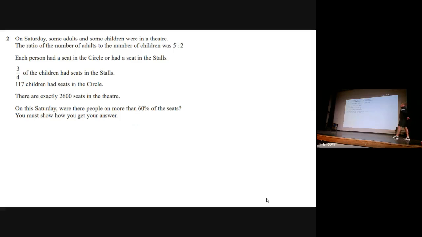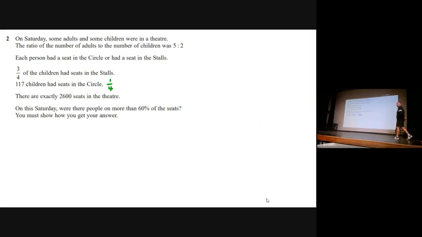Right, so for all the children in the theatre, we know that a quarter of them, 117 of those, had a seat in the circle, because 3/4 of the children in the theatre had a seat in the stalls. So that's quite a big help, I think, isn't it? We've got 117 had seats in the circle. We're told that's a quarter of the children.